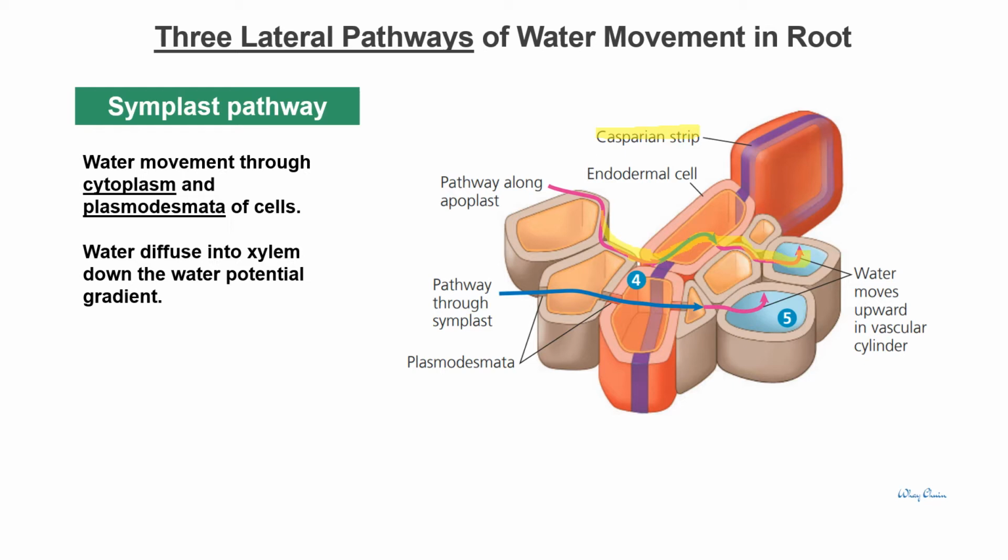So, the symplast pathway actually refers to how the water molecules can be transported from one cell to another cell through the cytosol and also the plasmodesmata until they reach the xylem vessel of the xylem tissue. Water always moves from higher water potential to lower water potential by osmosis.